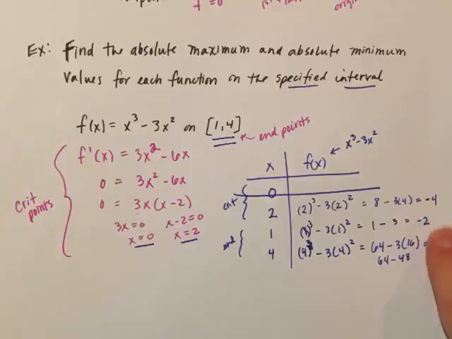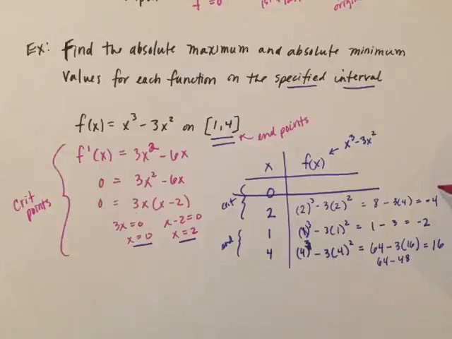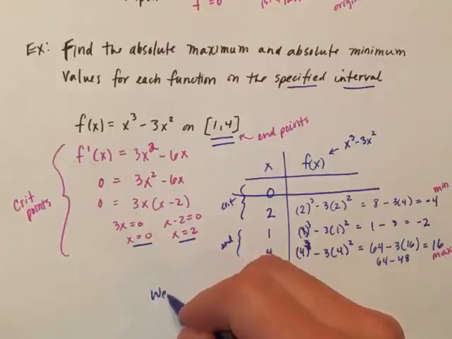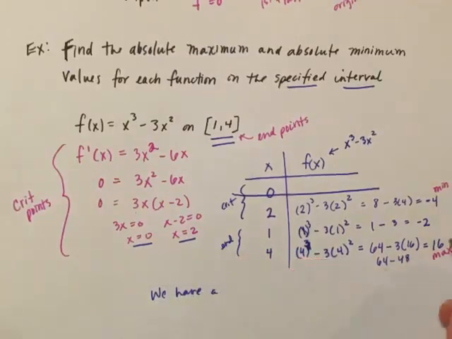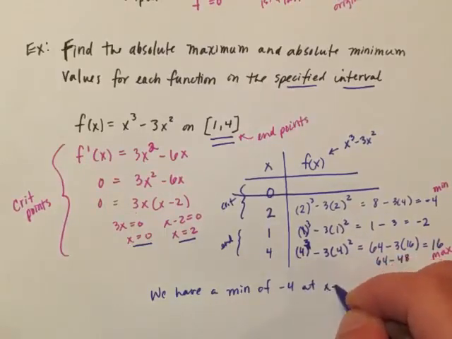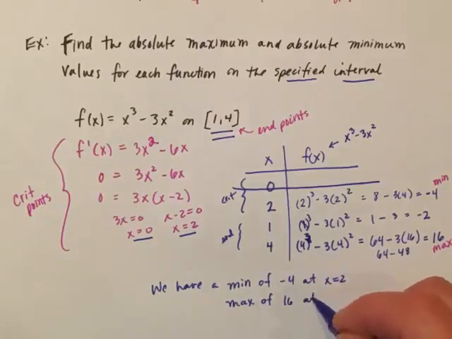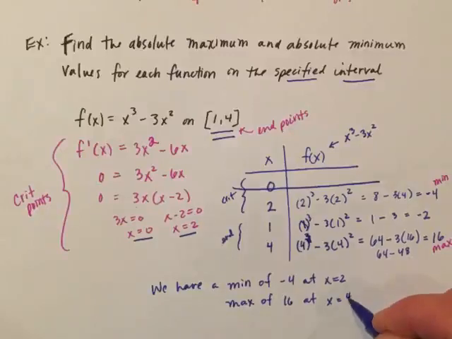Alright, so now I've got all of my output values, and I can determine which ones are my max and which are my min. Just look for the greatest and the least. I can see that negative 4 is my smallest number, that's going to be my min, and 16 is my largest number, that's going to be my max. If I were to write a sentence really quickly, we have a minimum of negative 4 at x equals 2, and a max of 16 at x equals 4.